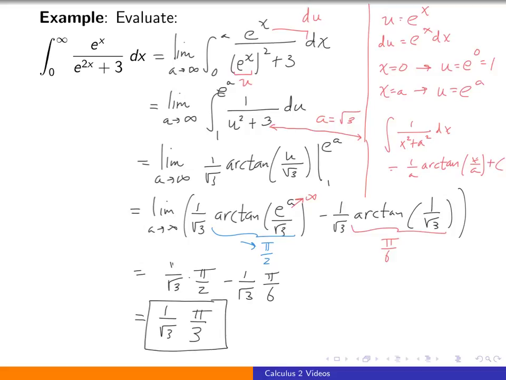And hopefully what this example illustrates for us is that they can be a bit more involved. There's quite a bit of work that takes place. Once you rewrite it as a limit of a definite integral, any of the techniques of integration we've encountered in the past are certainly fair game. Substitutions, integration by parts, etc.